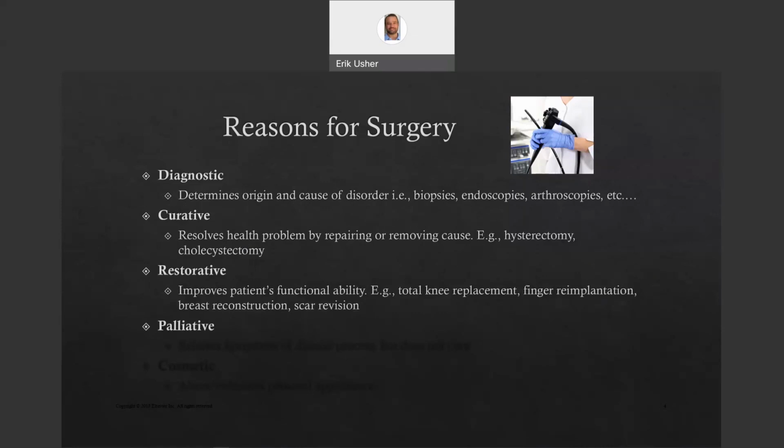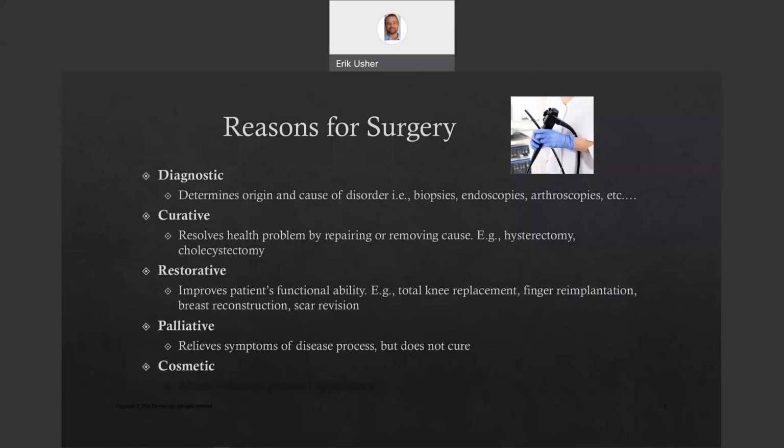Finger reimplantations, breast reconstruction, scar revisions, all of this stuff that's really to restore function of that anatomy. There's palliative, and when you talk about palliative care, it's to make people feel better. And that's exactly what this is. It relieves the symptoms. It is 100% not a cure for anything. It could be a tumor that's impinging on a nerve and it's causing a lot of pain. It's not going to cure it, but they can resect that tumor out and relieve that.